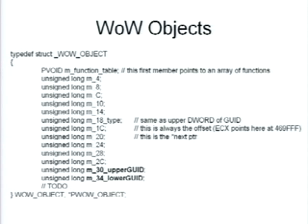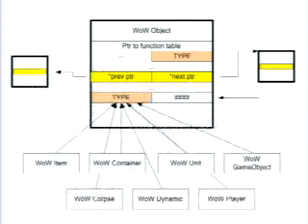Here's the structure for a WoW object. 30 and 34 hex offsets are the GUID. We also have a type. The type is actually very important because the type tells us what it is: container, item, unit, game object, corpse. And this is how we can detect if we're looking at an enemy that we can kill.